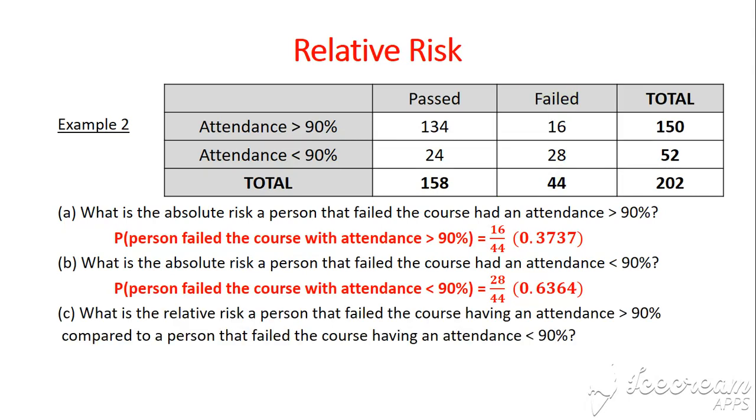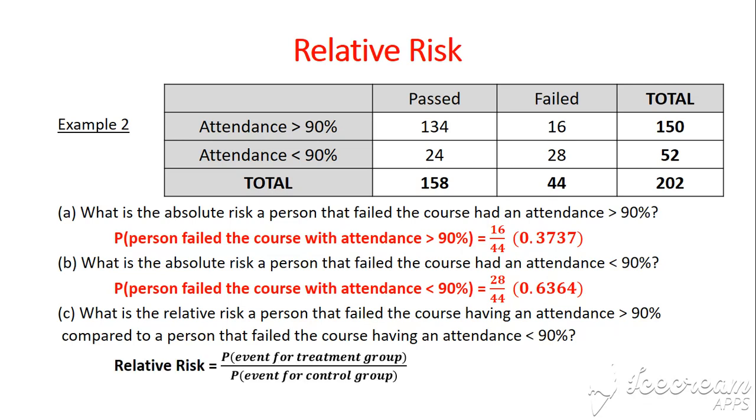All right, here's the relative risk question. So what is the relative risk a person that failed the course having an attendance greater than 90 compared to a person that failed the course having an attendance less than 90%? Well, it's a bit of a tongue twister.